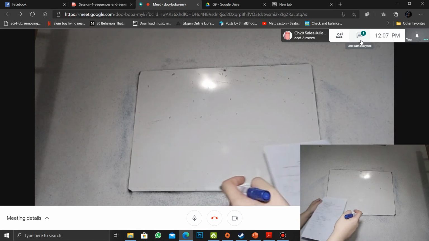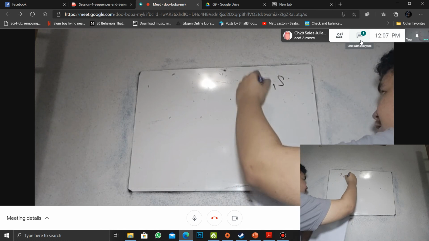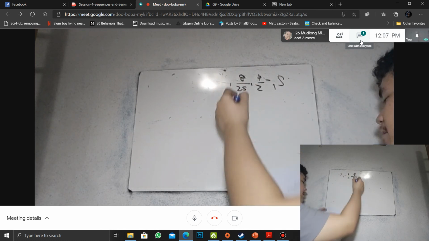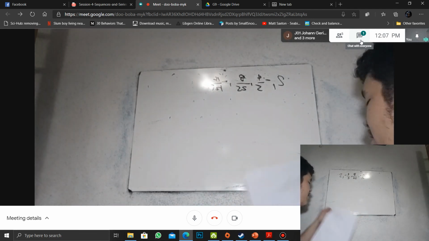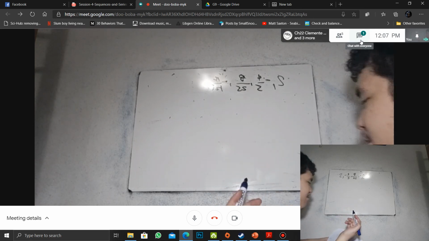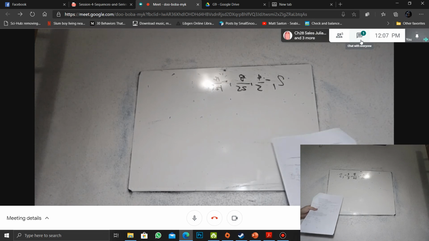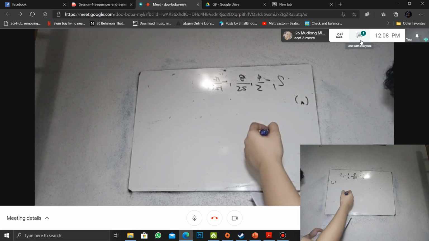Okay, sige. Number 5, 2, negative 4/5. Medyo binibilisan ko na, no? Sorry. Kasi malapit na mag-time. Negative 16 over 125. Sige. So, hindi pala effective yun sa inyo, no? Yung bibigyan ko kayo ng time para magsagot on your own. Hindi pala yun. Sige, next time. Hindi natin gagawin yun, no? Okay. Letter A. Find the 15th term of this sequence.